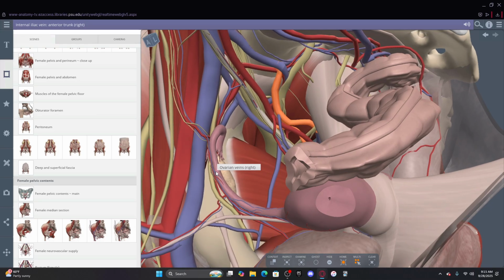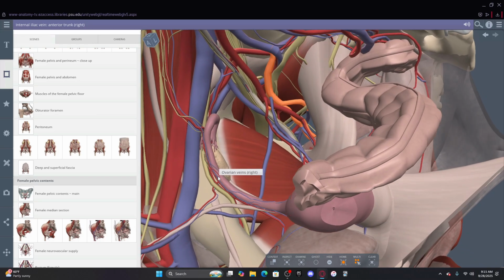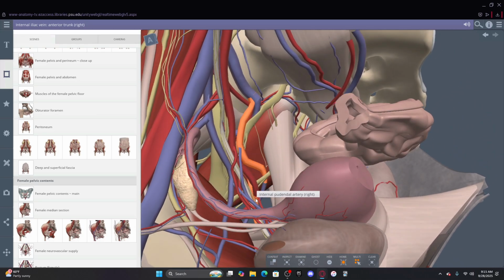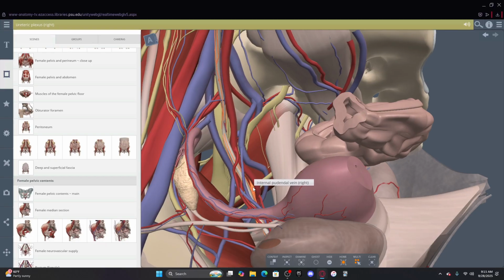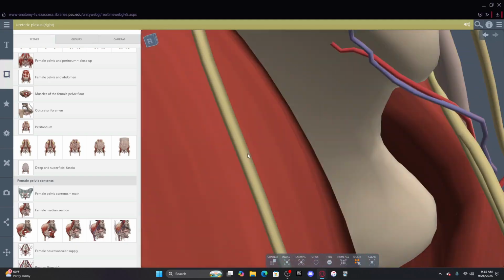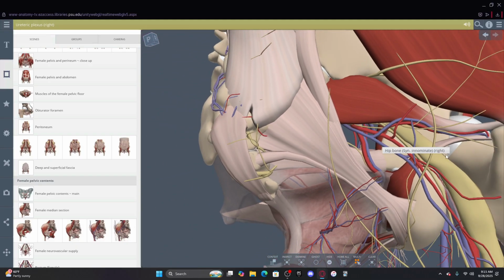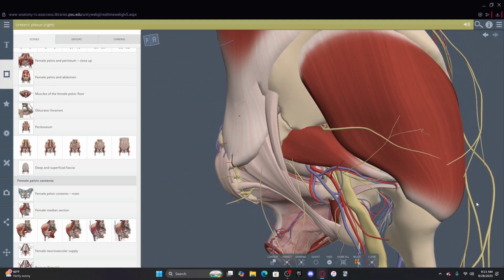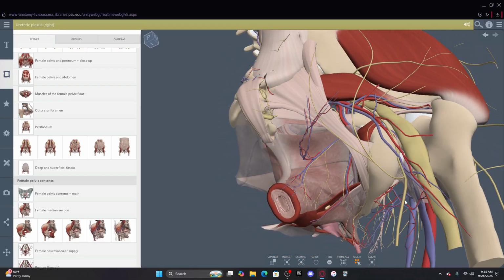So now that we have that, right? Now we're going to move on to looking for the internal pudendal nerve. So, right, we can only see that on the outside for the structures that we're looking at, and they're traveling down to the perineum.